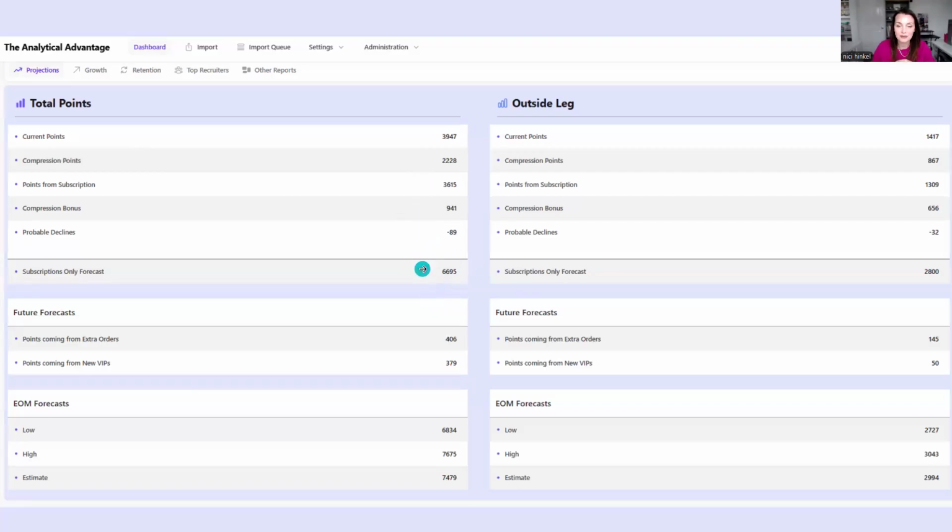So this is giving you an idea. The 66.95 is your subscription only forecast. This is a forecast that if nobody else joined your team this month or nobody else ordered that is not on subscription, this is where your points would be. Then we have future forecast. This is just guessing what is going to happen on your team based on last month's data.